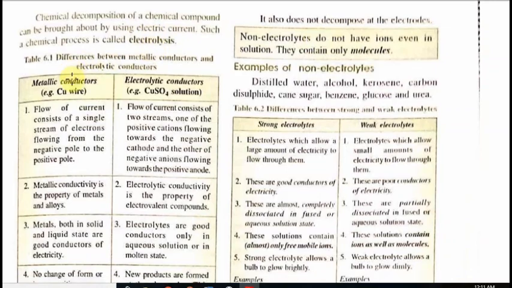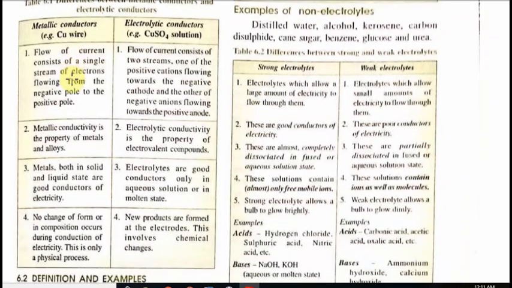Table 6.1 on the left hand side of your screen gives the difference between metallic conductor and electrolytic conductor. Students, please memorize the table and go through this, because these questions are generally asked in the exam. Now, a metallic conductor consists of a flow of a single stream of electrons, but an electrolytic conductor consists of two streams.